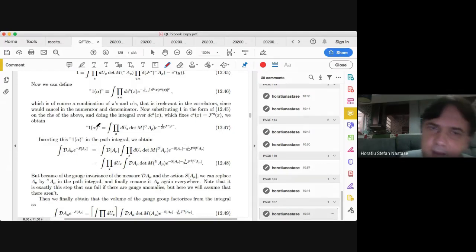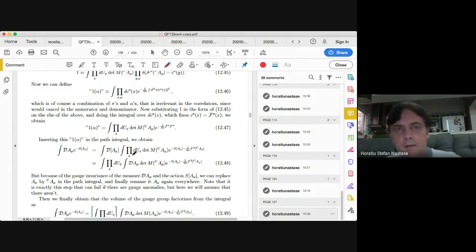And now I insert this inside the path integral. In the path integral over e to the minus the action, I get the path integral over a, then the path integral over gauge transformations du, determinant M of a transformed by u, then e to the minus the action minus this thing, f squared over 2 alpha.